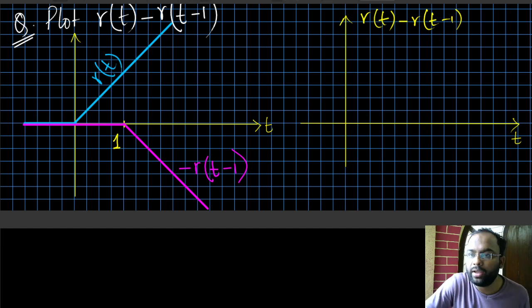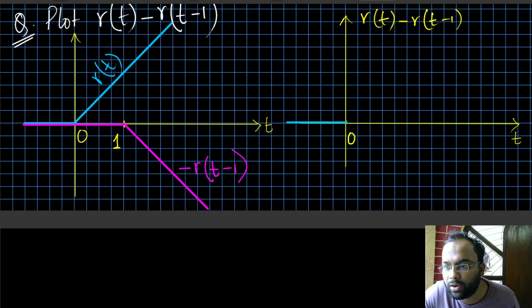So again, look carefully. Before time t equal to 0, both of the signals are 0, right? So both of them are 0, and the resulting signal is also 0 before time t equal to 0. But between time 0 and 1, r(t) is there, with its slope of 1. So if this was only r(t), the result would be simply a signal with a positive slope of 1, right?